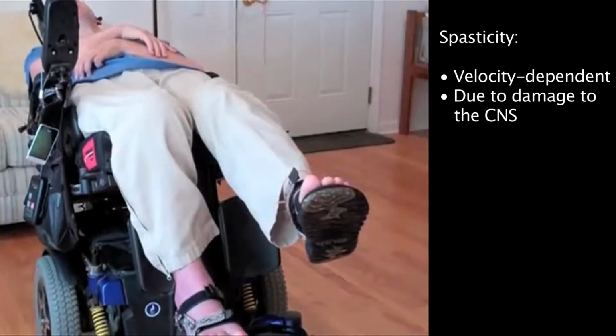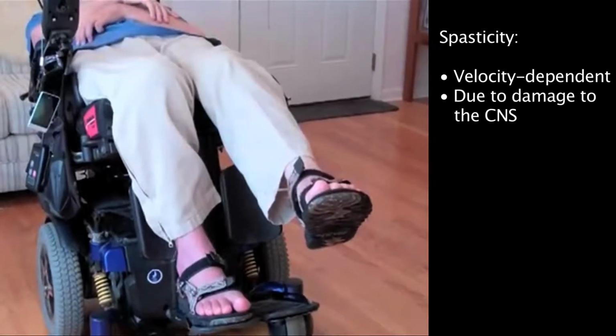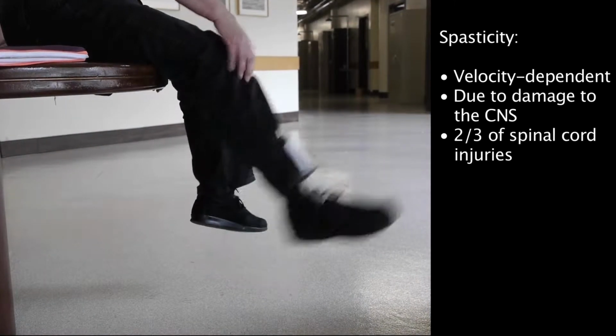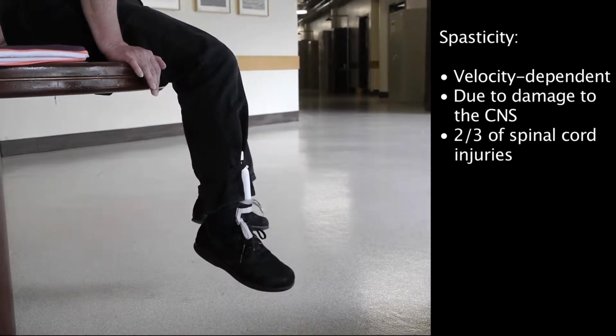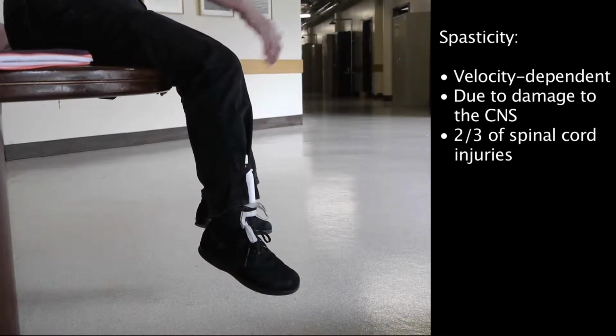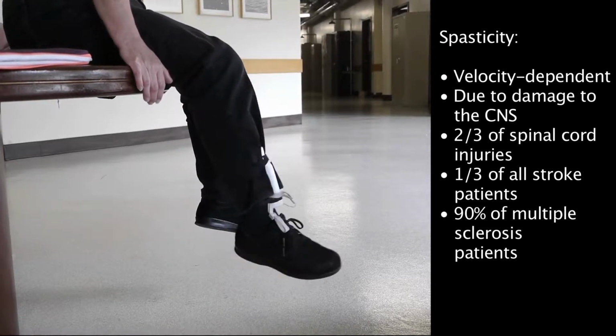sarcoidosis. In the United States alone, over 300,000 people are living with some kind of spinal cord injury, and more than 2/3 of them have been diagnosed with spasticity. Also, spasticity is found in approximately 1/3 of all stroke patients and 90% of multiple sclerosis patients.